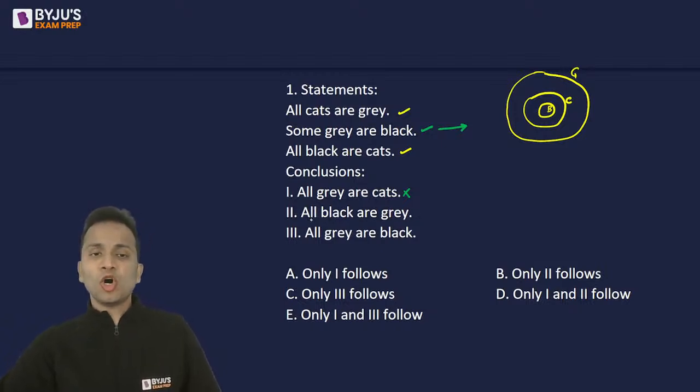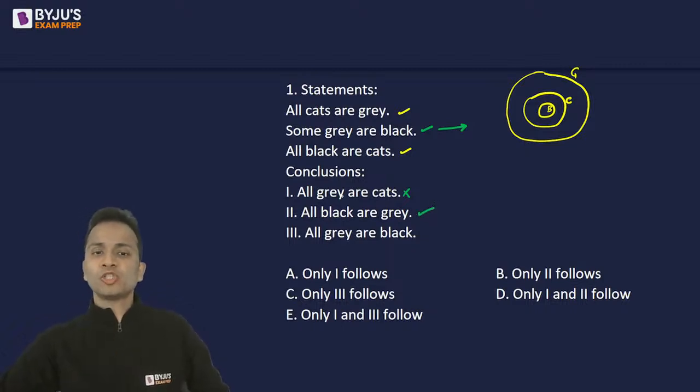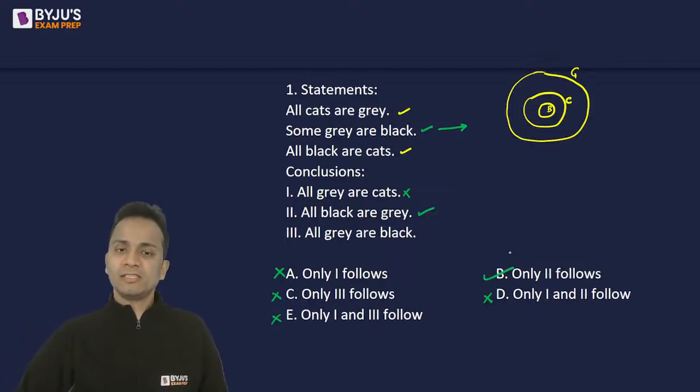Now, second conclusion, all black are gray. I can see that all black are definitely gray because the circle of black is completely inside the circle of gray. So conclusion 2 follows. Now, conclusion 1 does not follow. Conclusion 2 follows. So this cannot be the answer. No need to check conclusion 3. You can save your time and now you can mark option B as the answer.